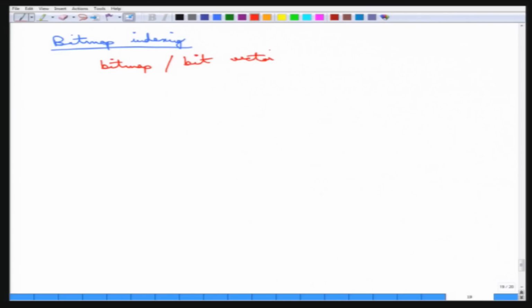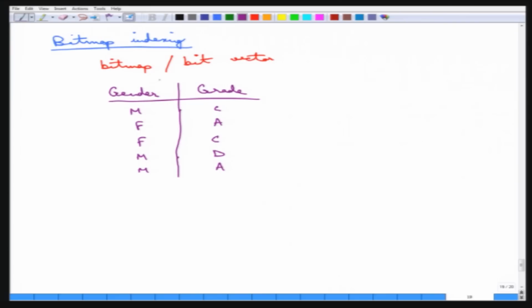So let us take an example to highlight what I am trying to say. Suppose there is a simple table with gender and grade, and suppose the rows are male C, female A, female C, male D, male A. Now gender has a very small attribute domain because it contains only male and female. So does grade, which contains only A, B, C, D. Then one can employ a bit vector to encode all these values.